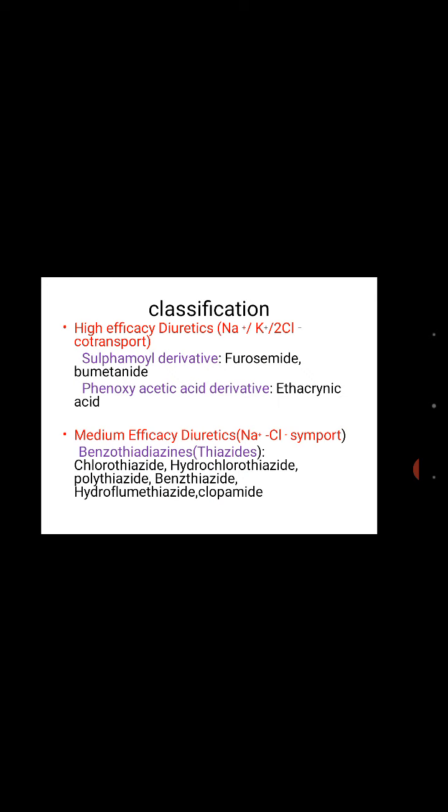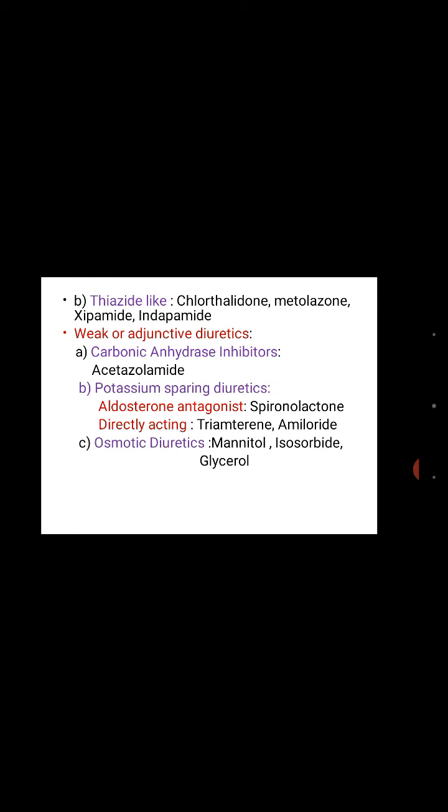Next, continue with the weak diuretics. This I already explained. These are the weak diuretics: we have carbonic anhydrase inhibitors like acetazolamide, potassium sparing diuretics, the aldosterone antagonists, and osmotic diuretics. We have mannitol.